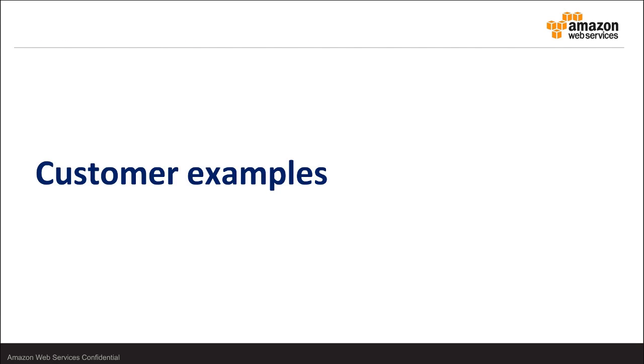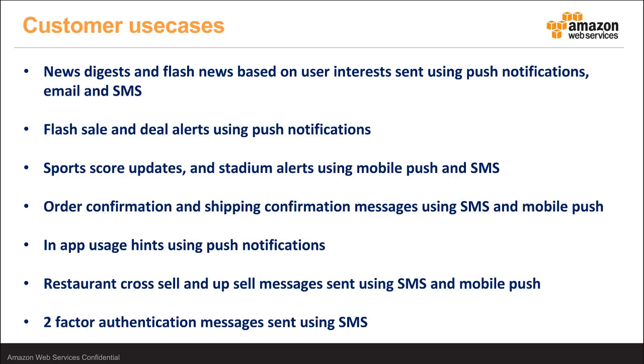Let's talk about some customer examples. Through the presentation, I've talked through some of these examples. I've hinted on some of these. You have the news aggregator story where you want to send them news digests or flash news based on their interests, so the end user's interest, using any of these channels or a mix of these channels across push, email, and SMS. On the retail side, you have the flash sale and deal alerts using push notifications. You could also send these as menu of the day alerts.